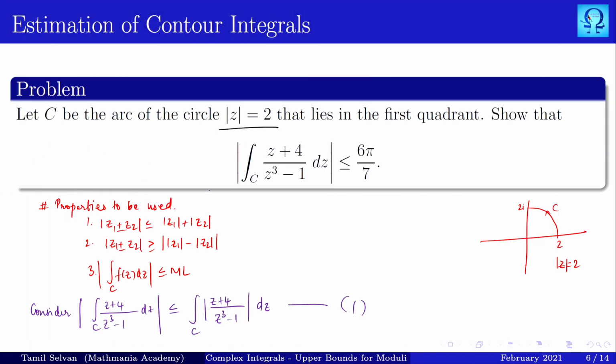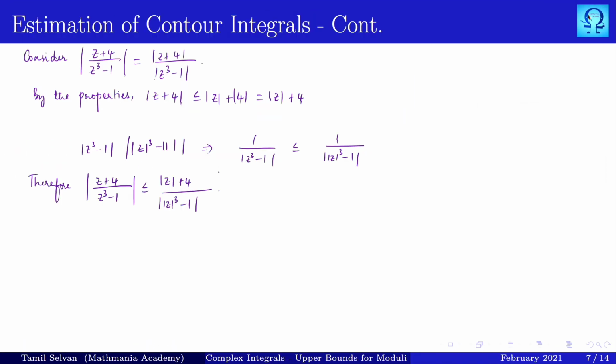Now let us revisit the problem. We are given a circle absolute of z equals 2. Which means on the contour, absolute of z takes the value 2, right? So this shall be written as 2 plus 4 upon absolute of 2 cube minus 1, which is 6 upon 7, due to absolute of z equals 2. This is the given thing.